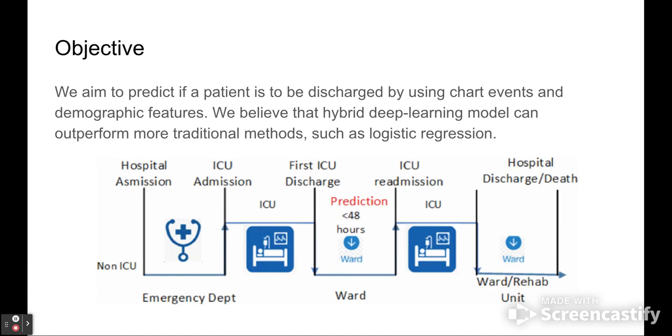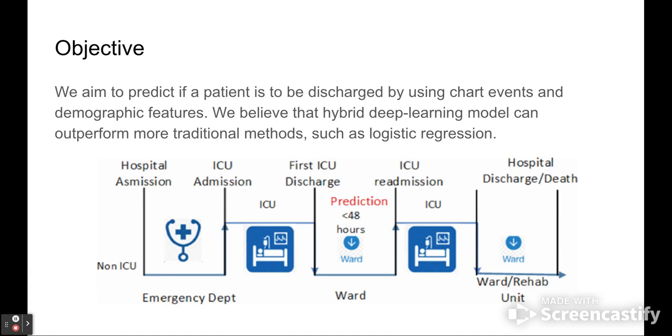The objective is to predict if a patient is to be discharged by using chart events and demographic features. We believe that a hybrid deep learning model can outperform more traditional methods such as logistic regression. This is the same hypothesis as in the original paper.